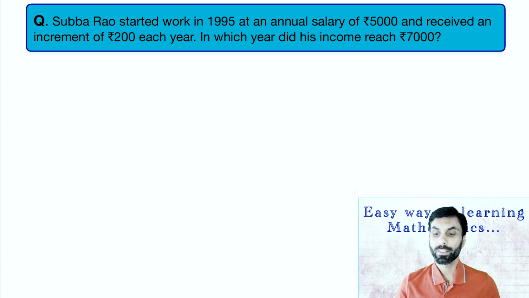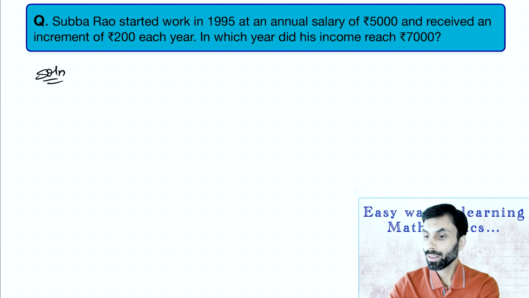The next question is, Subba Rao started work in 1995 at an annual salary of 5,000 rupees and received an increment of 200 rupees each year. In which year did his income reach 7,000 rupees?